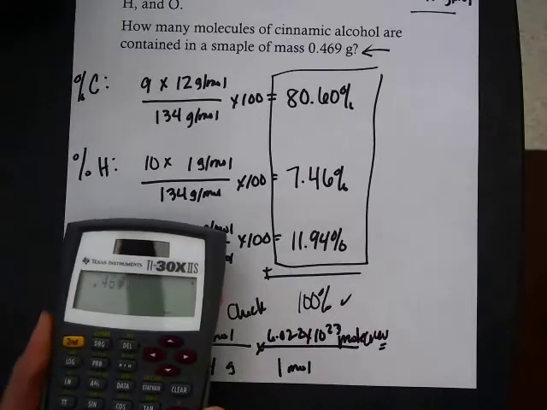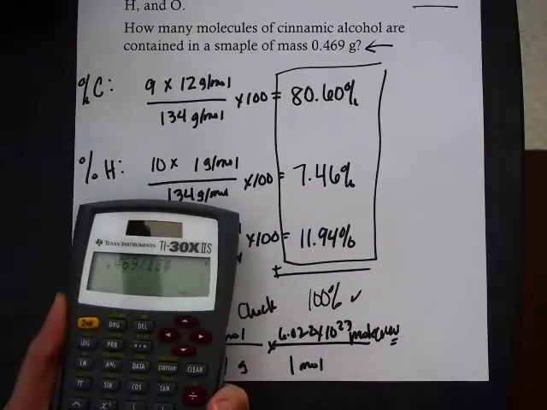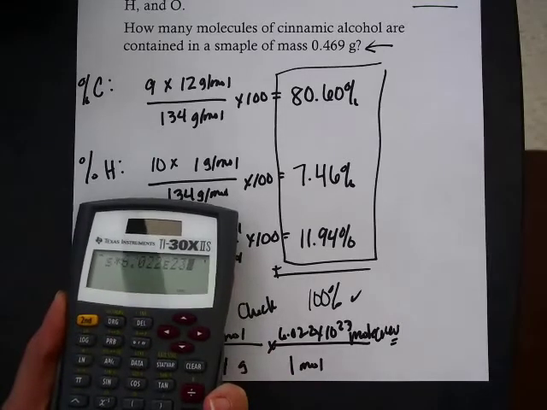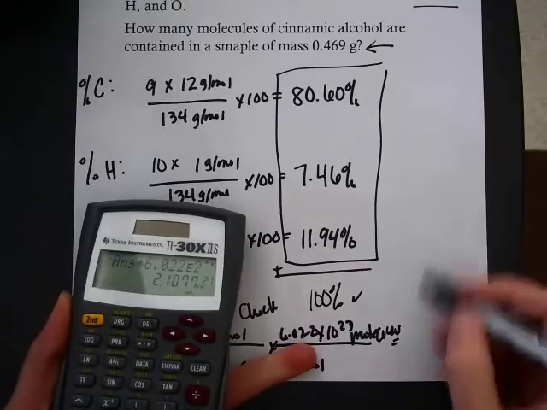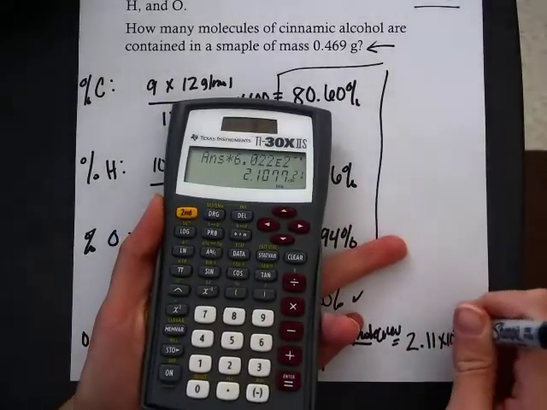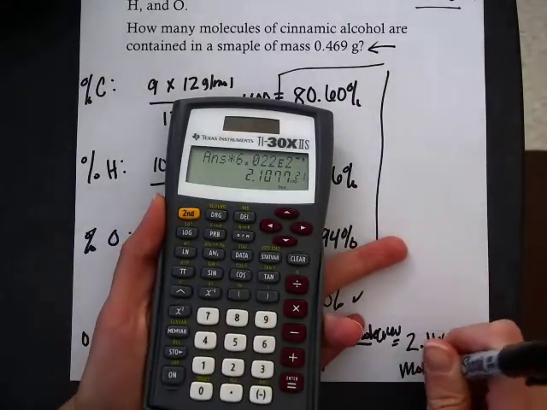I set this up so that all my units would cancel. And to 3 sig figs, I get 2.11 times 10 to the 21st. And that's how many molecules.